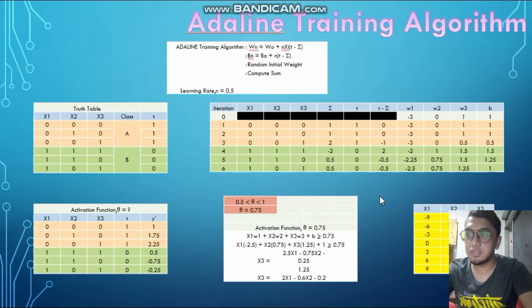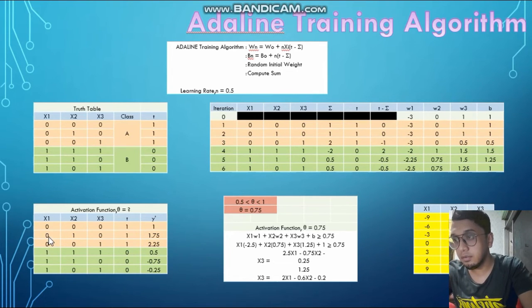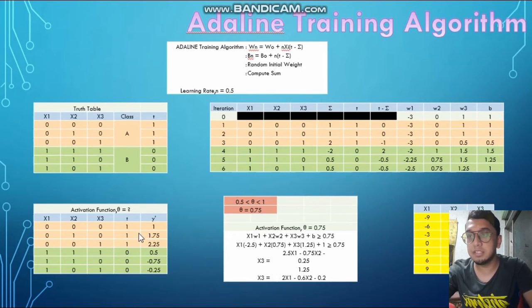So here we go. We start with the first row: x1 0 times w1 negative 2.5, plus x2 0 times 0.75, plus x3 0 times w3 1.25, and then plus 1. Then the final value of y prime is 1. For the second row, we use the same method. x1 is 0 times negative 2.5, x2 1 times 0.75, x3 0 times 1.25 plus 1, and then we get the final value of y prime as 1.75.